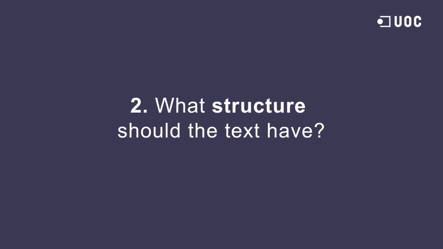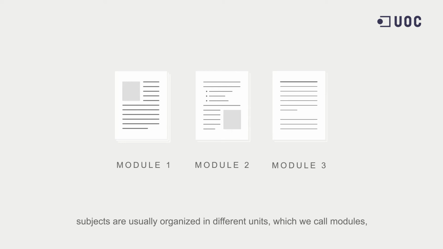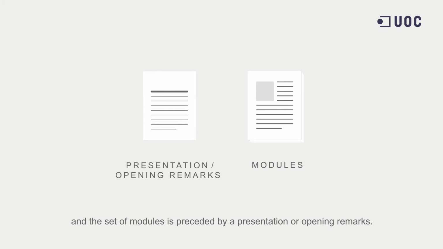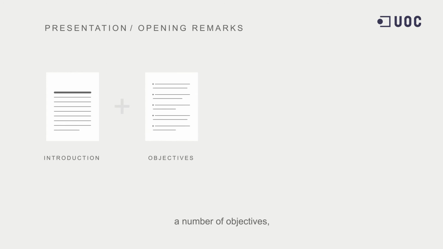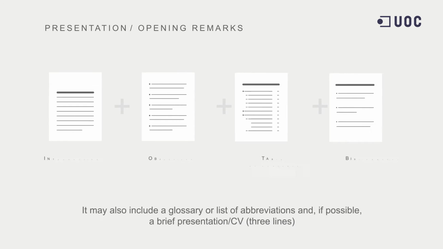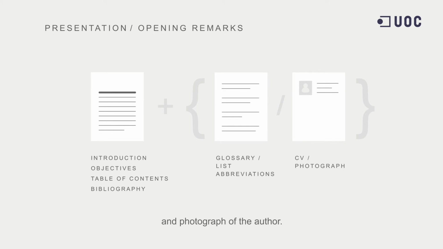What structure should the text have? The contents of UOC subjects are usually organized in different units, which we call modules, and the set of modules is preceded by a presentation or opening remarks. The presentation and the opening remarks may include a brief introduction to the contents, a number of objectives, the table of contents, and recommended reading. It may also include a glossary or list of abbreviations, and, if possible, a brief presentation or CV, 3 lines, and photograph of the author.